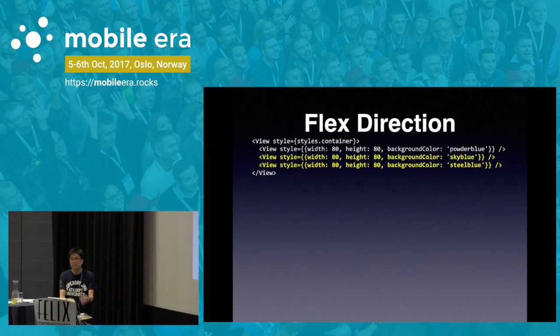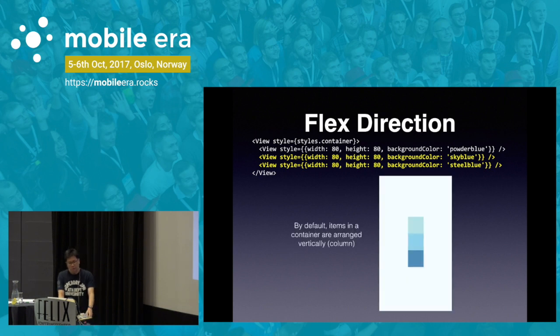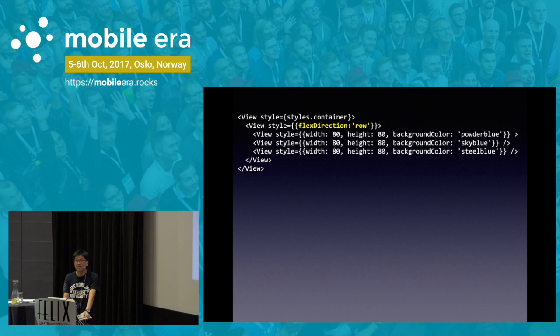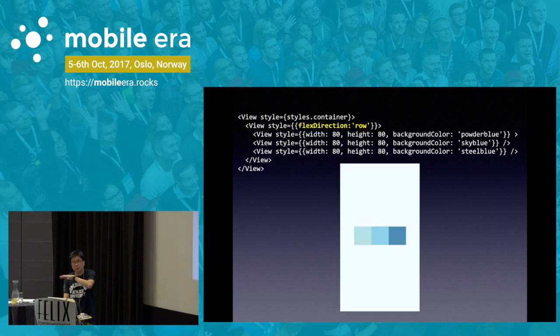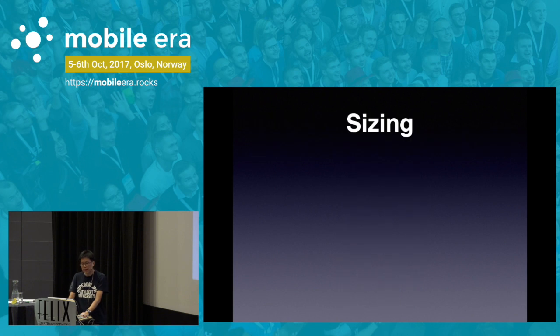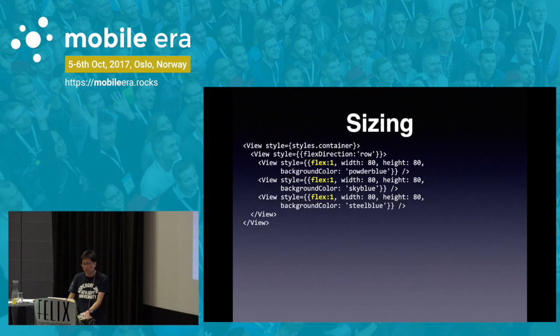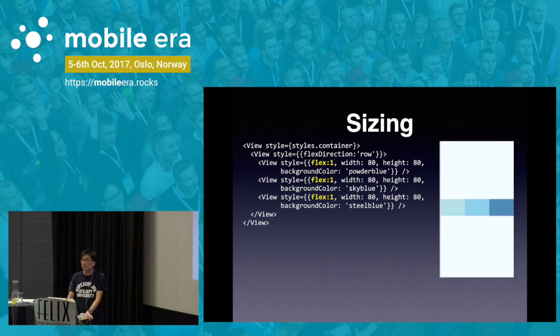I can also specify the flex direction. By default, all the items in the container are arranged vertically, column-wise. I can change my flex direction to row, so I can display it row-wise. I can also specify the sizing using the flex attribute. So if I have flex 1, flex 1, flex 1, it's going to look like this. Flex 1 basically means that every one of the views wants to have the maximum size allowed. In this case, I have 3 views that have flex 1, so they are divided equally.